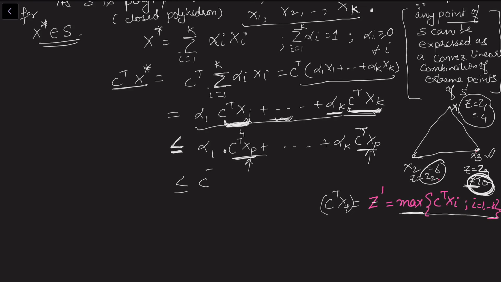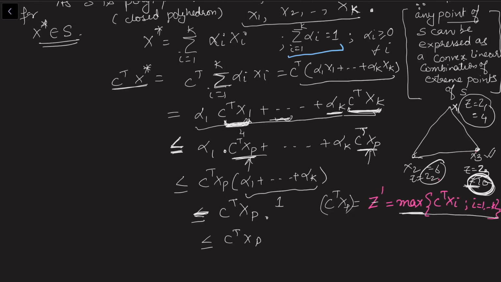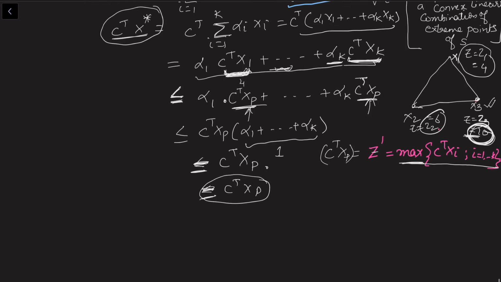So this means you can take C transpose xp common, and inside I have alpha 1 up till alpha k. But we know that the sum of these scalars is equal to 1. We have already taken this in the condition. So this value is 1. So this is only C transpose xp into 1, and that is only C transpose xp. Here in fact it is a pure equality. But if I look at the left hand side and the right hand side, the relation holds as C transpose x star is always less than or equal to C transpose xp.